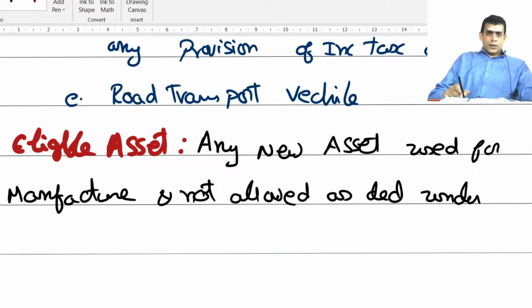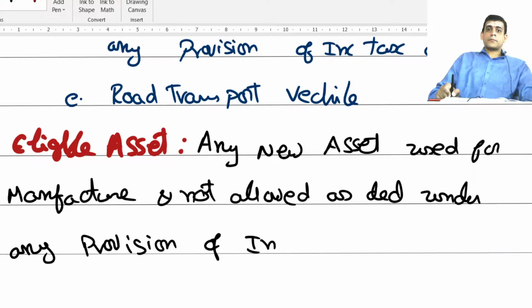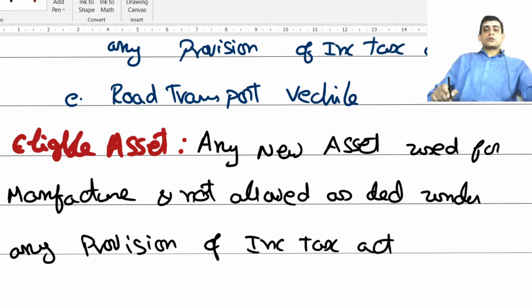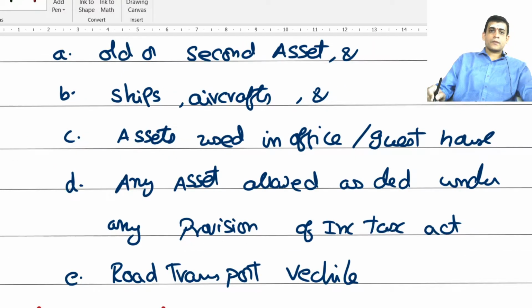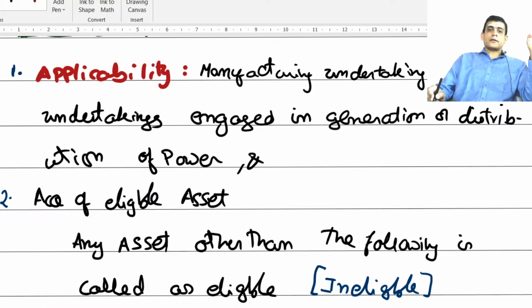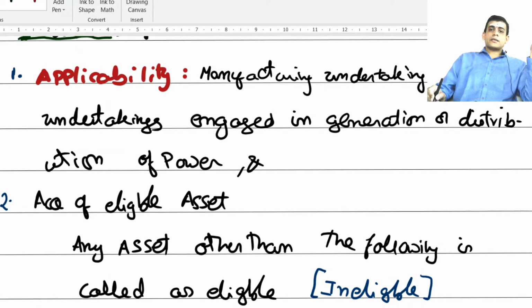under any provision of the Income Tax Act. So any asset used for manufacture, of course manufacture here includes generation and distribution of electricity as well, so it should be a new asset. That's what the first point says. First point clearly mentioned any asset which is old. Now if I try to interpret this definition, any asset which is a new asset, that's what we had written. Why? Because old and second hand asset are not eligible, so that's the reason it should be a new asset.